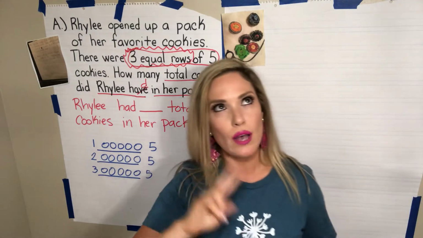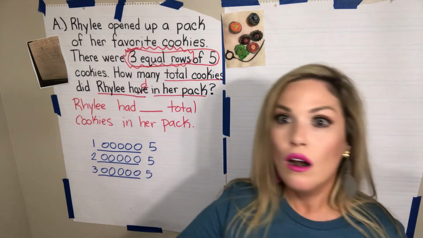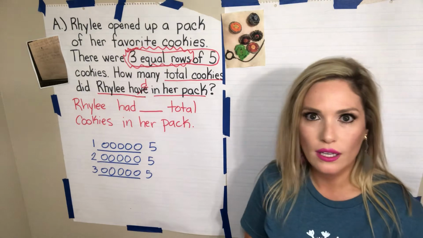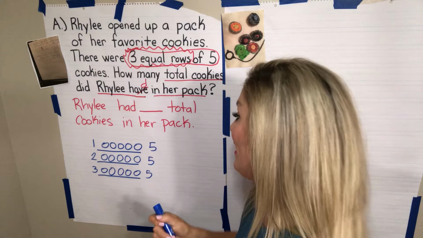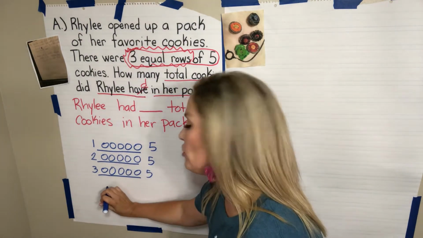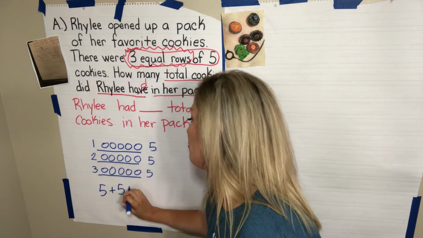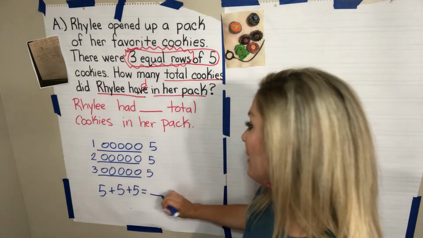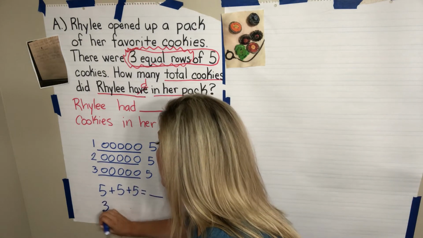Step number 1, write the problem twice. Step number 2, rewrite your question. Step number 3, draw what you know. Step number 4, write your equation. What would be my equation here? It's going to have more than 2 add-ins on this one. This one has 3 add-ins because we have 3 rows. So our equation here would be 5 plus 5 plus 5, okay? Equals blank, right?